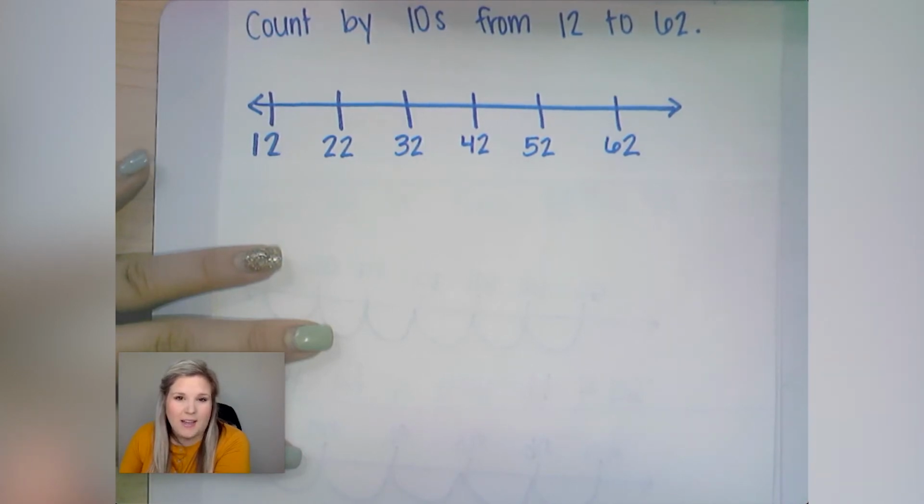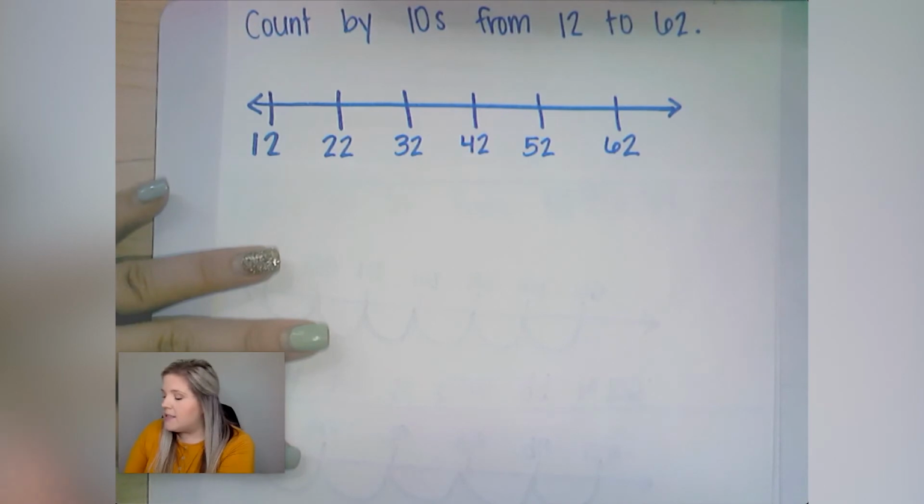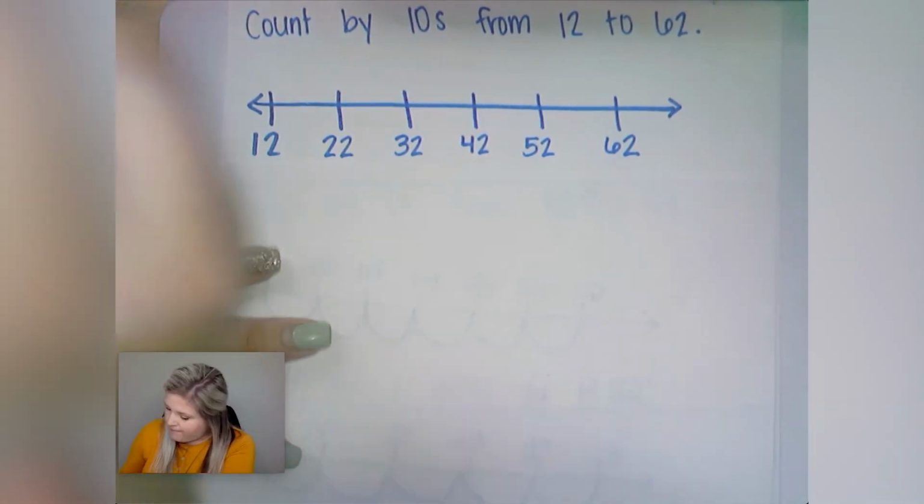Great job counting by tens from 12 to 62 and labeling your number line along the way. Last, let's draw the hops as we count by tens again.